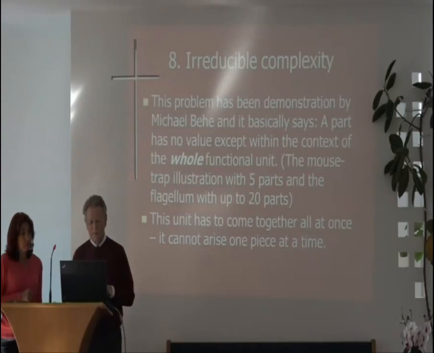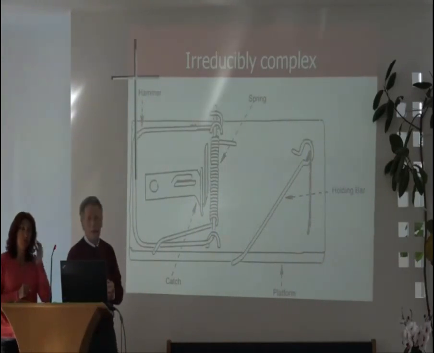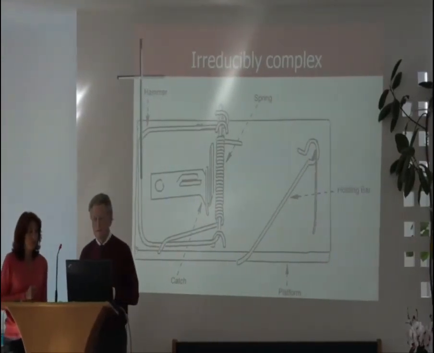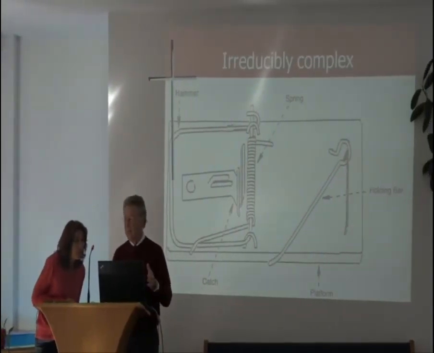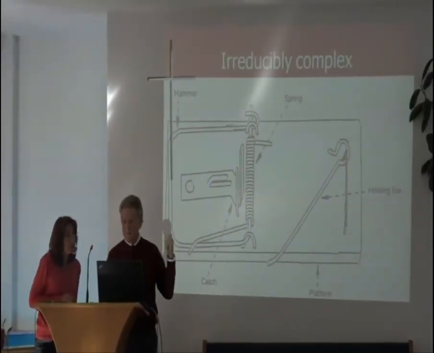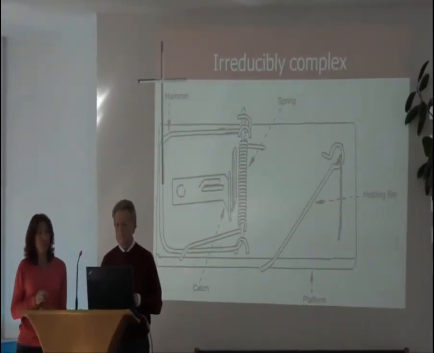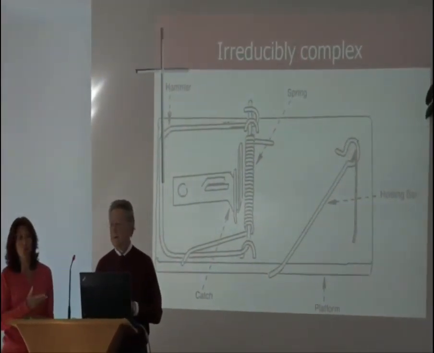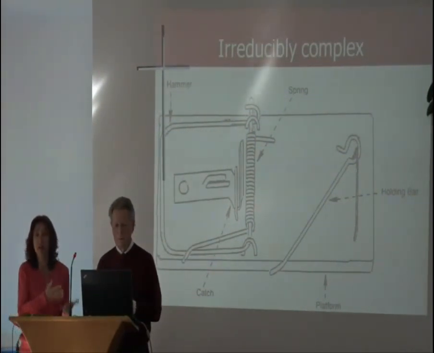You may have heard about this famous example of the mousetrap that Michael Behe coined. You cannot have a functioning mousetrap if you have fewer parts than these parts.